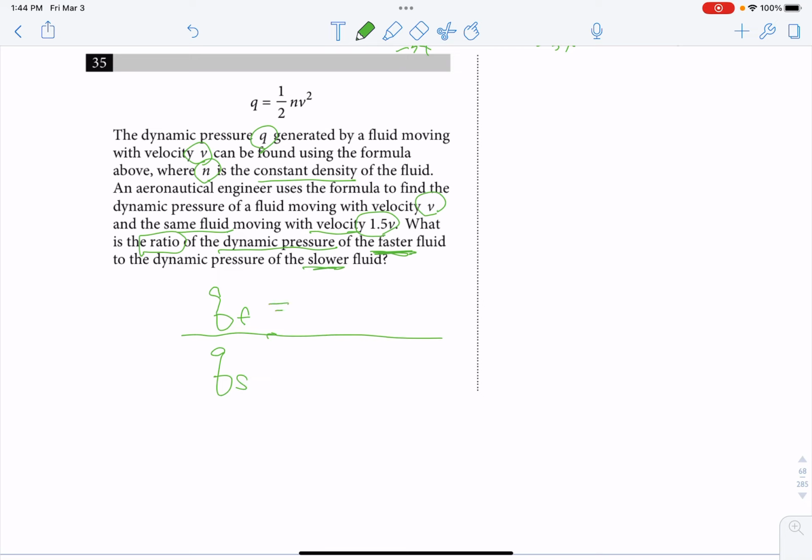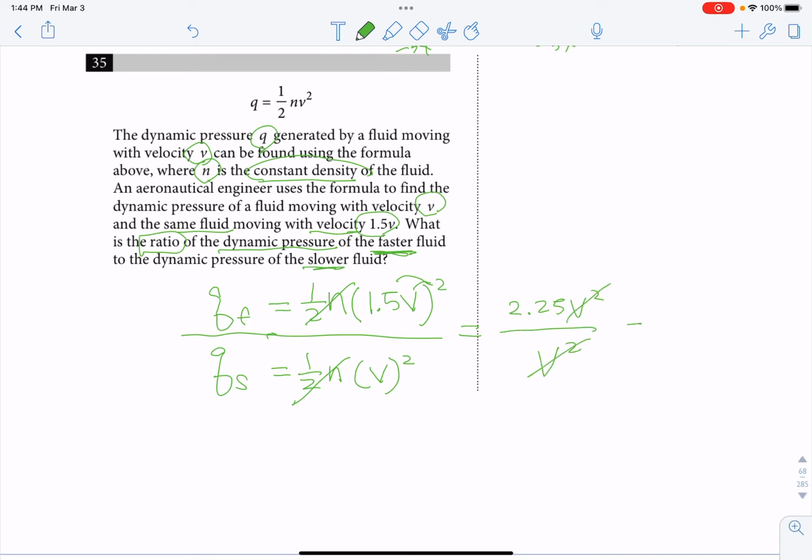The faster one will be 1/2, and that will not change because it's a constant density. And the faster one's velocity is 1.5 V, squared. And then the slow one will not change either. The velocity stays as V squared. Same things cancel out. So 1.5 squared times V squared, you get 2.25 V squared over V squared, V squared cancels out, you will get 2.25. The ratio of those two will be 2.25.